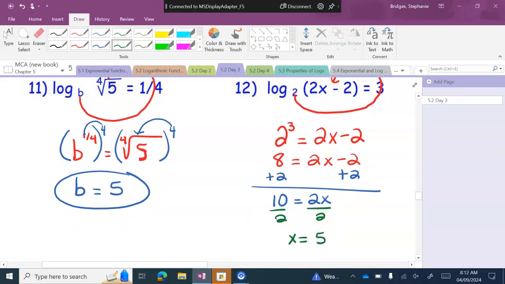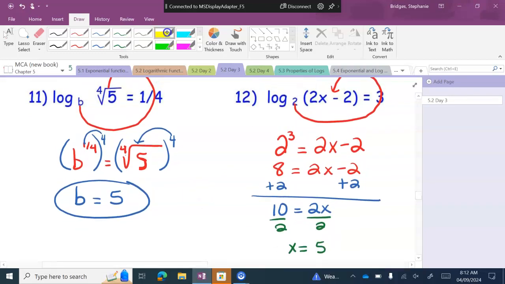5. Okay. We just have to make sure, because the variable is part of the argument, if I plug a 5 in there, does that argument stay positive? 2 times 5 minus 2, is that positive? It is. Okay, so that is a good answer, and I don't have to worry about tossing any answers aside.